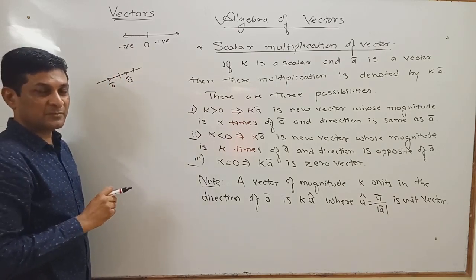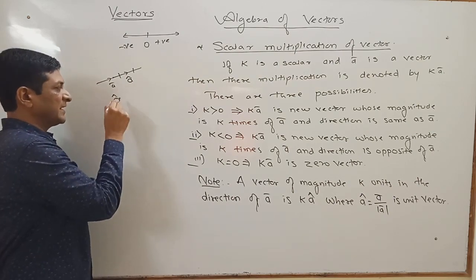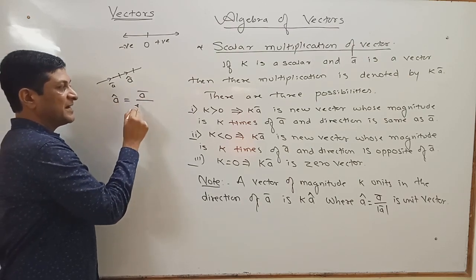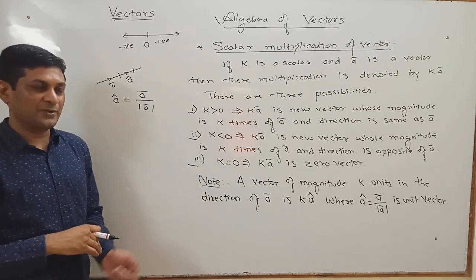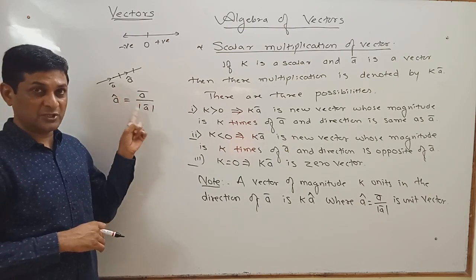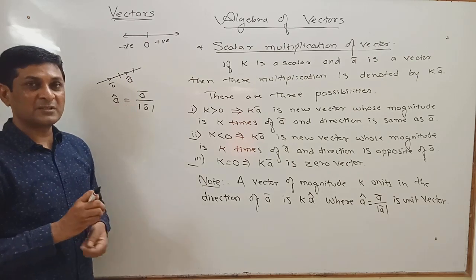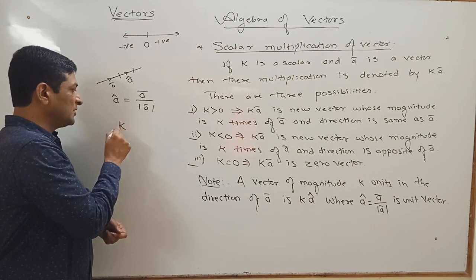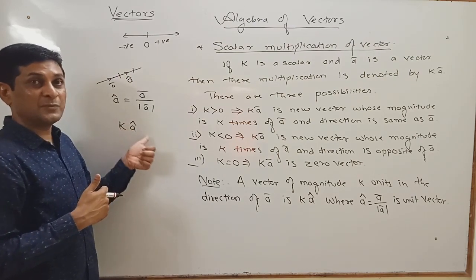Since it is a unit vector, its magnitude is 1. Already we have seen a formula to find the unit vector. How to find the value of the unit vector? A cap is equal to a bar divided by the magnitude of a bar. This formula we have already discussed in the first video. If we divide the vector by its magnitude, we will get a new vector which is called the unit vector along a bar. Since it is a unit vector, its magnitude is 1 unit. If we multiply this unit vector by k, then the new vector will be k times a cap.